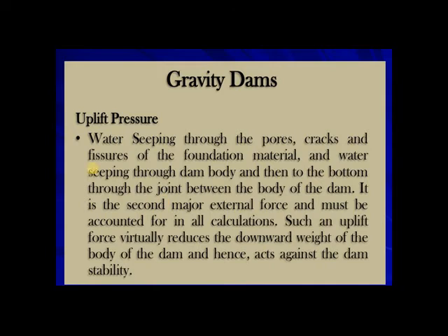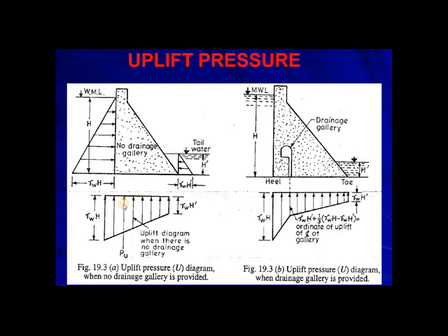Next is uplift pressure. The water which is being seeped from the upstream side, the seepage line, may cause a vertical uplift pressure in upward direction below the body of the dam. So this is the uplift pressure. The dam may face uplift pressure here with no drainage gallery.